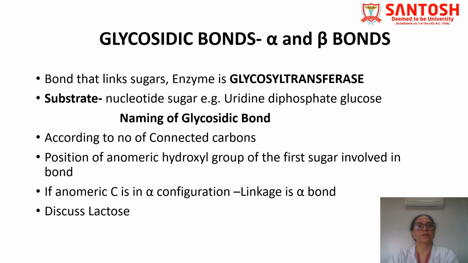What do you need to make these bonds? The enzyme is glycosyl transferase, and the substrate is a nucleotide sugar, for example, uridine diphosphate glucose. When we discuss glycogen metabolism, we'll talk more about it. And naming, as you already know: an alpha bond is when the anomeric carbon is in the alpha configuration. If the anomeric carbon is in the beta configuration, it is known as a beta bond.